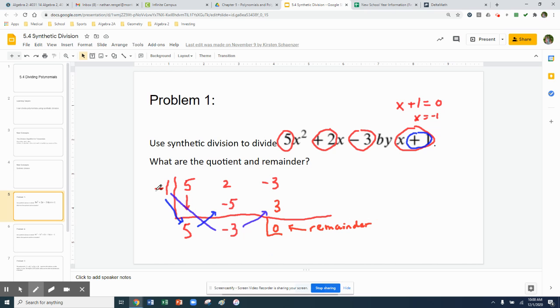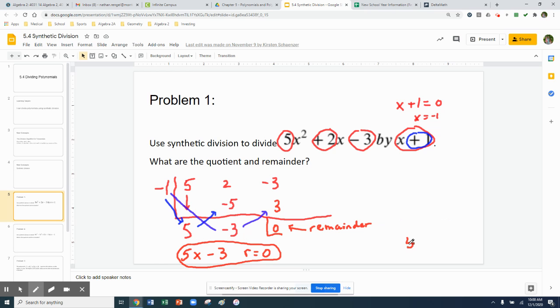So now I've divided x plus 1 into my polynomial 5x squared plus 2x minus 3. The last thing I need to do is rewrite my quotient. My degree is going to lower by 1. Since I started as an x squared, it's going to go down to an x: 5x minus 3. And then my remainder is equal to 0. So there would be my solution.